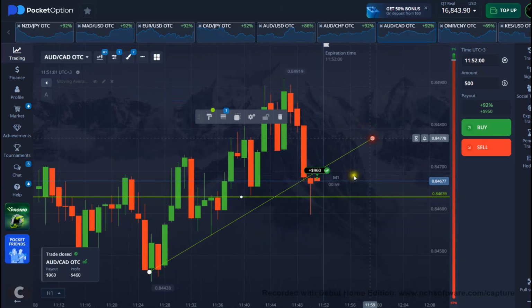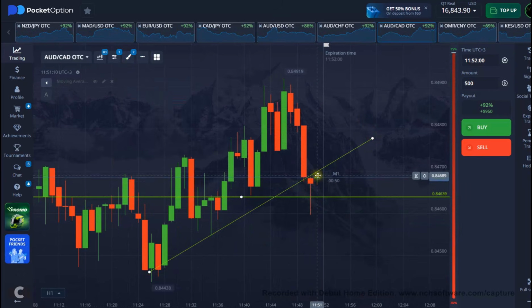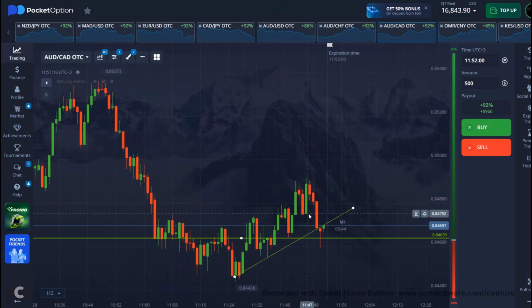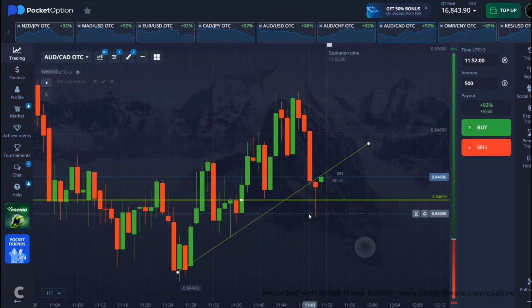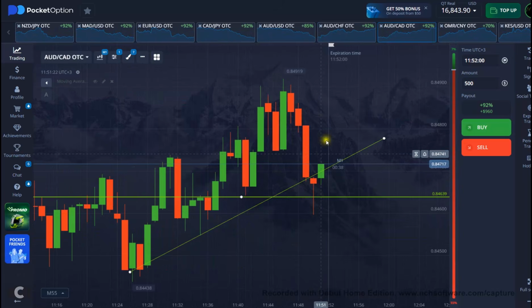As you can see, the trend line has not yet been broken, and the buyers are still strong. So I believe that the buyers will still get into the market and keep pushing the market up. That is why I took this trade. Okay, so let's look for another opportunity.